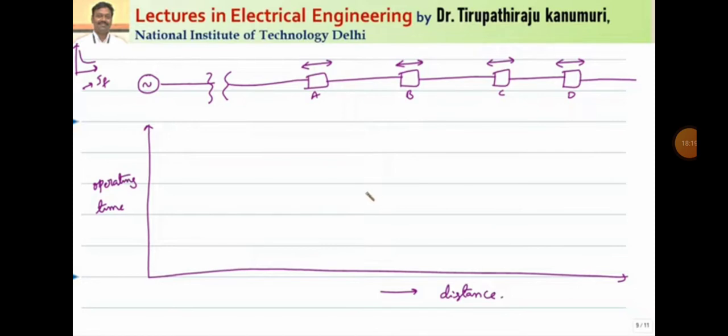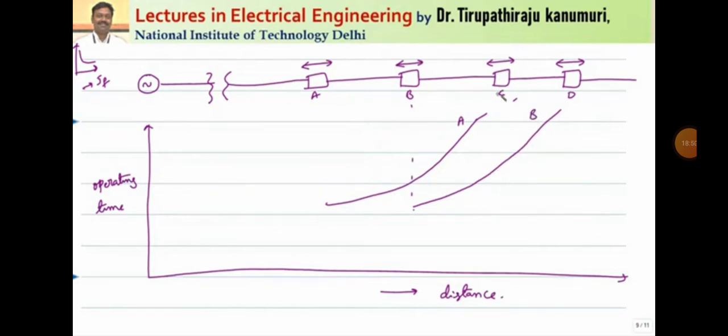If you take relay number A, it is set like this. Minimum time will be required for operation, so it will have the characteristic like this. This is the relay at A. The relay at B will also have similar characteristics, so it will start around here and have the characteristic like this. The time goes on increasing, like this, because I cannot plot in this small space, so I am drawing like this. This is for relay number B.